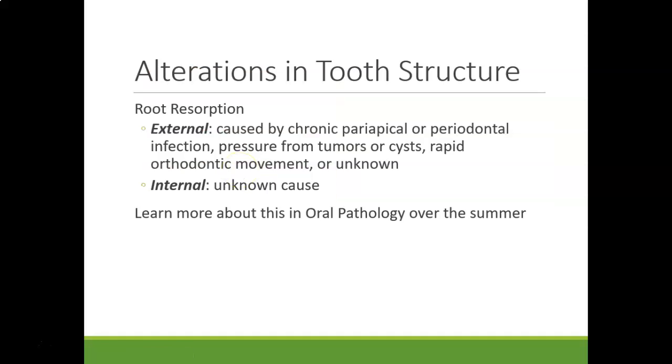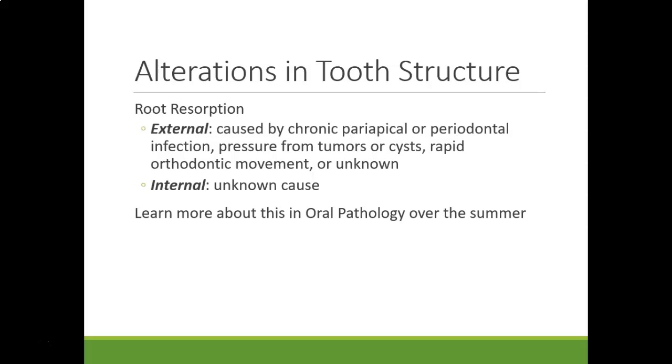Alterations in tooth structure. We have root resorption. You can have two different kinds of root resorption. You'll have external root resorption. It's caused by chronic periapical or periodontal infections, pressure from tumors or cysts, rapid orthodontic movement, or they don't know why. Your body almost seems autoimmune. Sometimes something's going on and the roots just start resorbing, and sometimes there is no known cause.